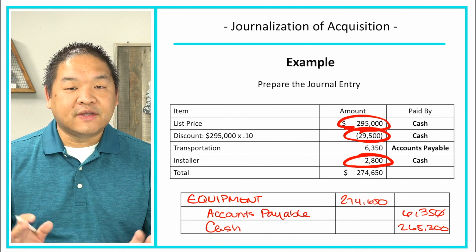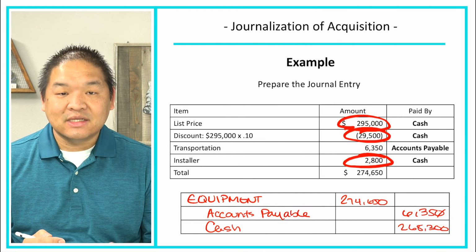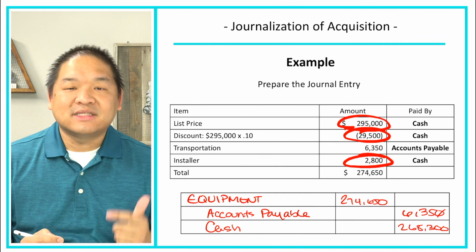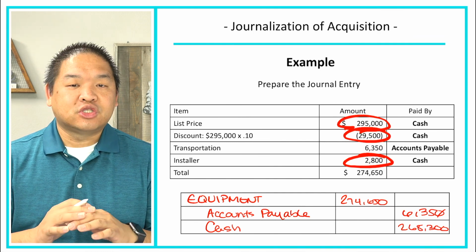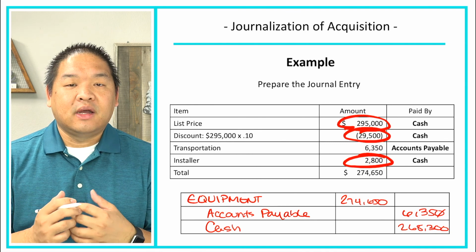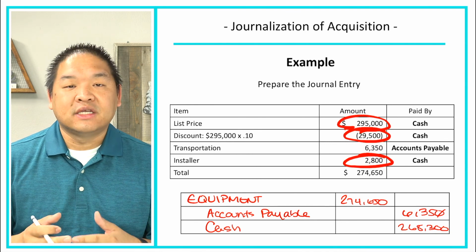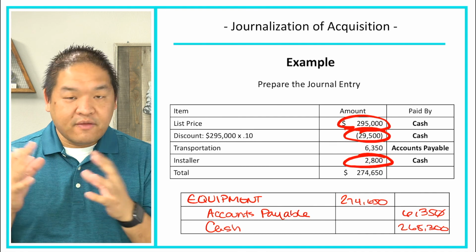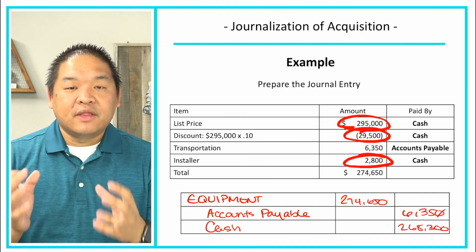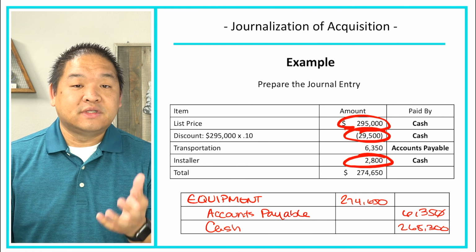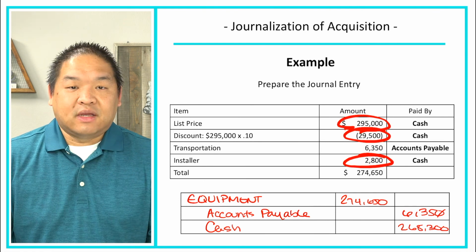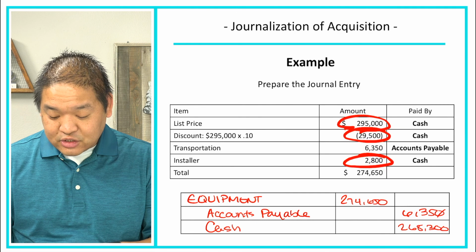So equipment will always and forever be an asset. We can also use things like land, building, property, plant, and equipment. So there are so many different ways that we can categorize these long-lived assets, and whatever way that we title them, that's going to be our asset for that particular long-lived tangible asset. Okay, so that's what our journal entry looks like.